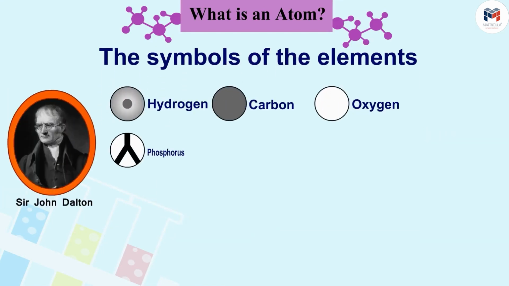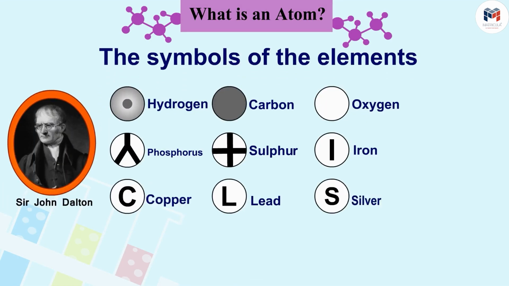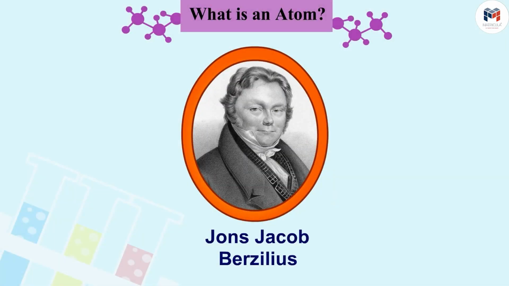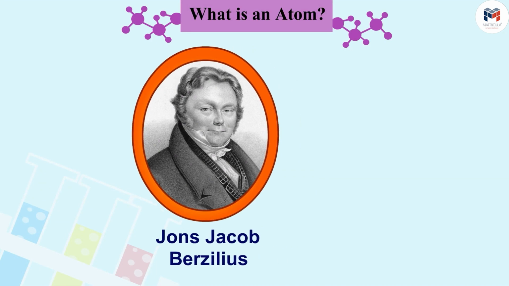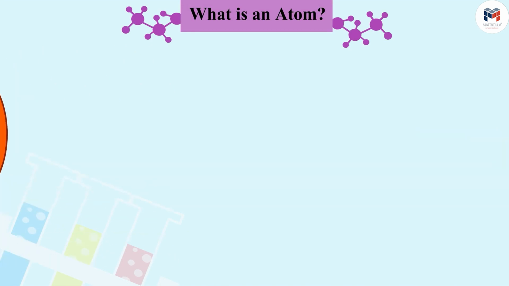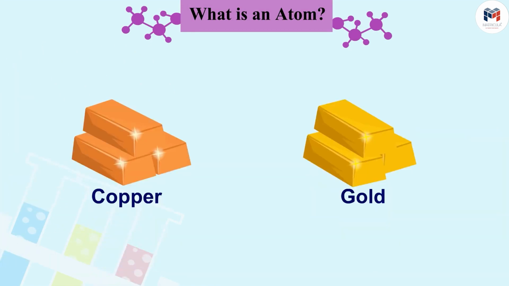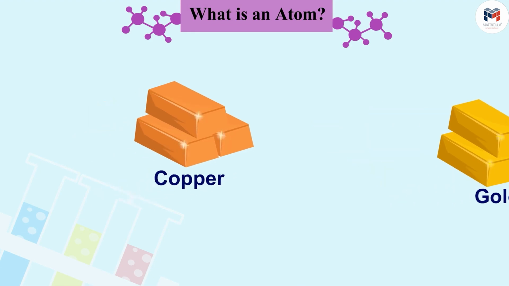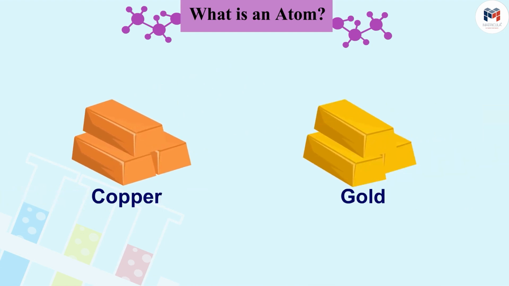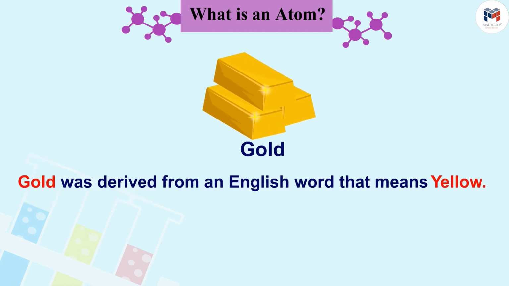Dalton was the first scientist who used the symbols of the elements in a very specific sense. Berzelius suggested that the symbols of elements be made from one or two letters of the name of the element. Initially, the names of the elements were derived from the names of the places where they were first found. For example, the name copper was derived from Cyprus, and some elements were named after specific colors. For example, gold was derived from an English word that means yellow.